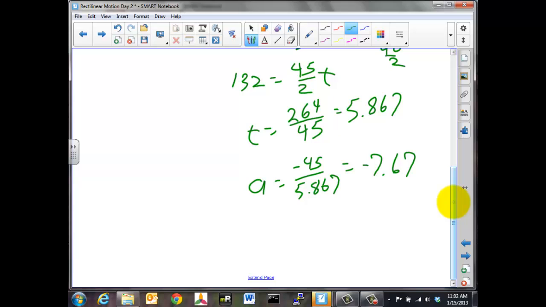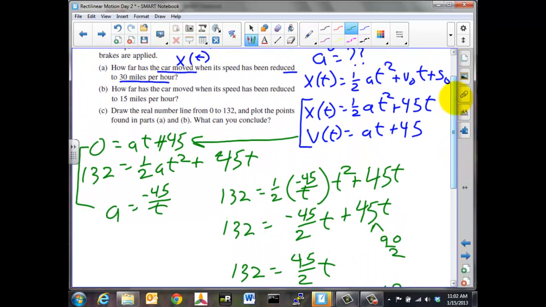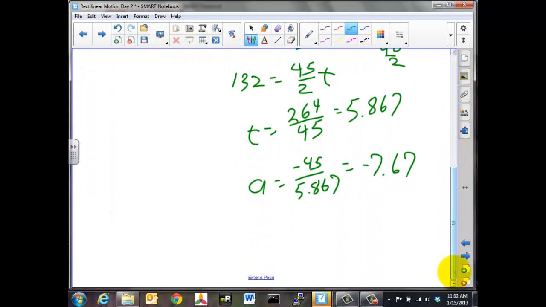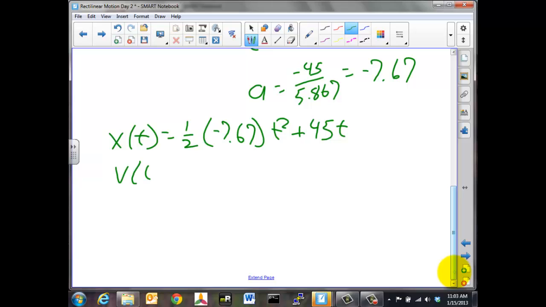And remember, the problem said it was constant, right? So that's the deceleration all the time. Well, how does that help us? Now we can plug that in wherever we've got a's up here, can't we? Right here and right here. So let's go back and reevaluate our formulas. Our position formula is now 1/2 times negative 7.67 t squared plus 45t. Our velocity formula is negative 7.67t plus 45.